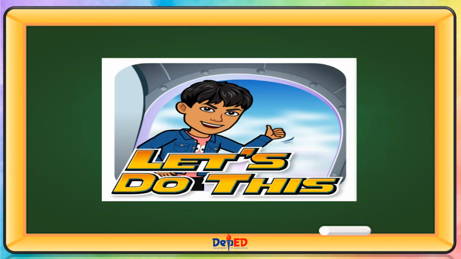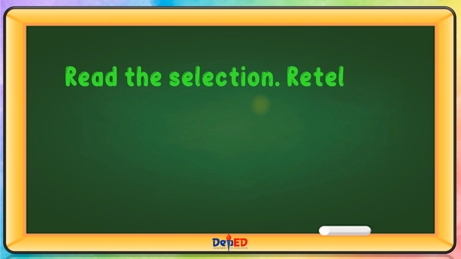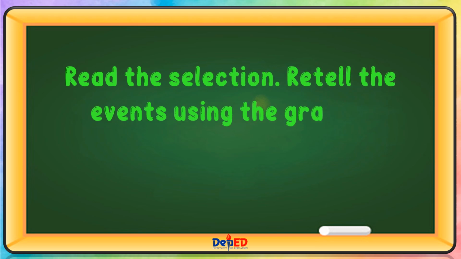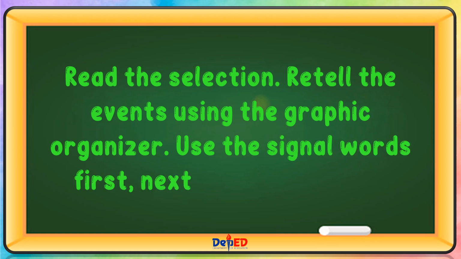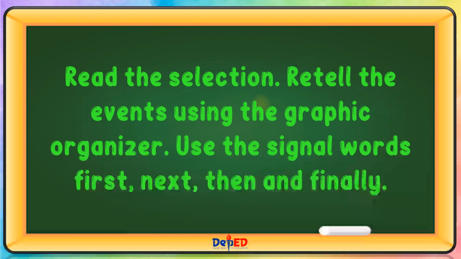Let's do this. Read the selection. Retell the events using the graphic organizer. Use the signal words first, next, then, and finally.